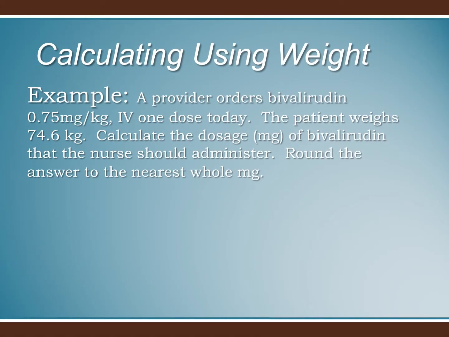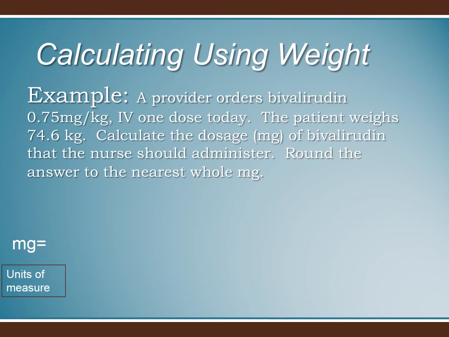We're going to calculate using weight. Our first example: a provider orders bivalirudin 0.75 milligrams per kilogram IV, one dose today. The patient weighs 74.6 kilograms. Calculate the dosage, in milligrams, of bivalirudin that the nurse should administer. Round the answer to the nearest whole milligram.